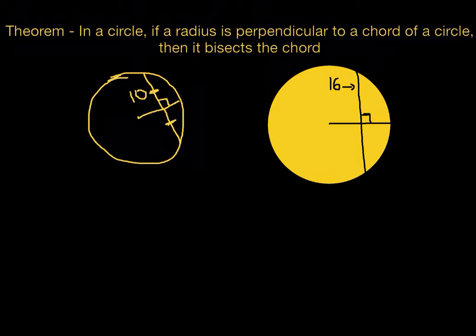So let's just look at a quick example. Here I have a diagram of a circle in which I have a radius, and I have a chord that is 16 units long, and you can see that the radius and the chord are perpendicular to each other. So then, what would be the length of each part? Well, according to the theorem, the radius bisects this chord, so this part would be 8, and this part would also be 8, just from here to here, from the edge to this place of intersection. So it cuts it in half, essentially.